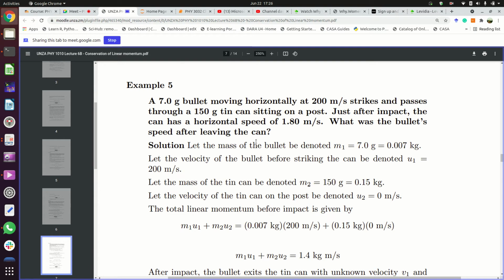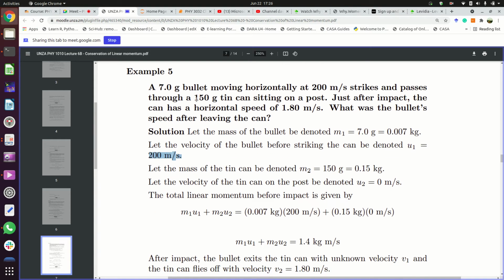Then the velocity of the bullet before it hits the can, we're going to denote as u1. And that's going to be 200 meters per second. Then the mass of the can, which is 150 grams, we're going to denote as m2. And this 150 grams, we need to change to kgs. That's going to be 0.15 kgs. Then the velocity of the can, which is seated on the post, we are going to denote as u2. And since the can is just seated, its velocity is 0 meters per second. So it's not moving. This is what's there before the bullet hits the can.